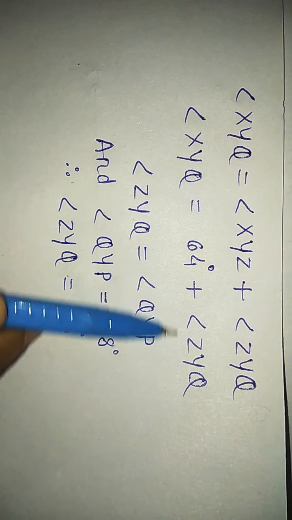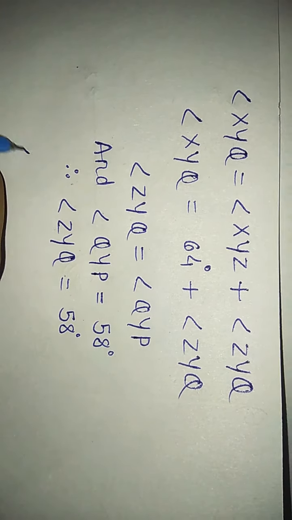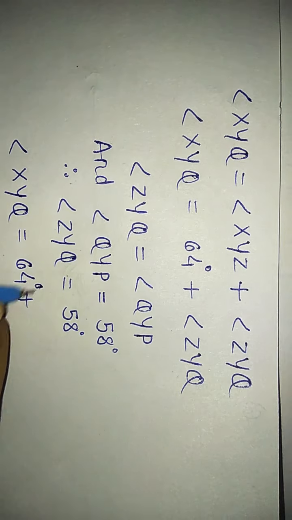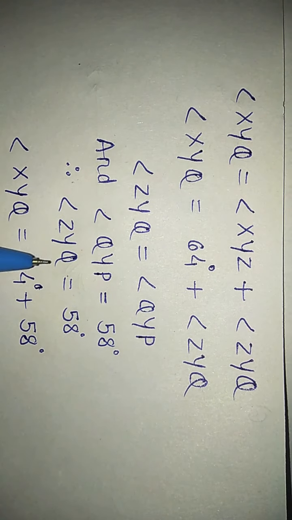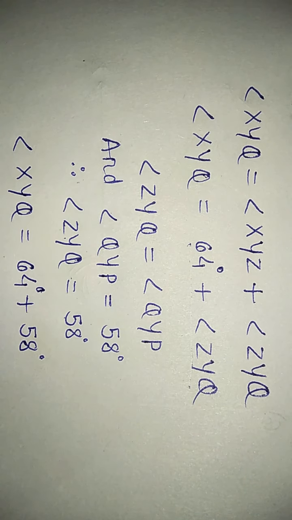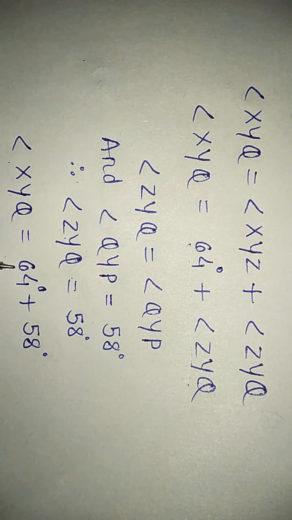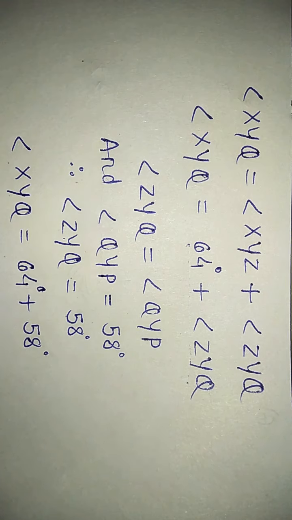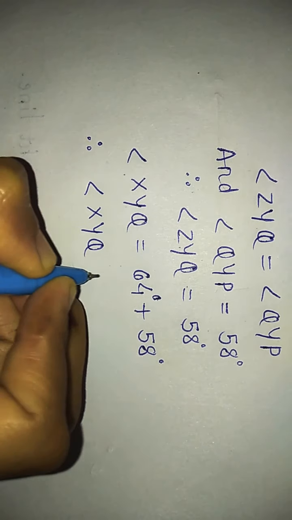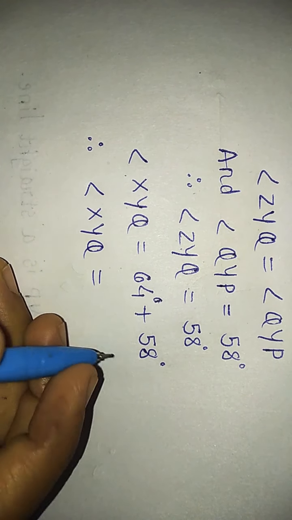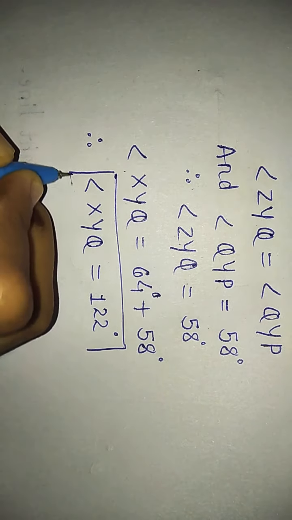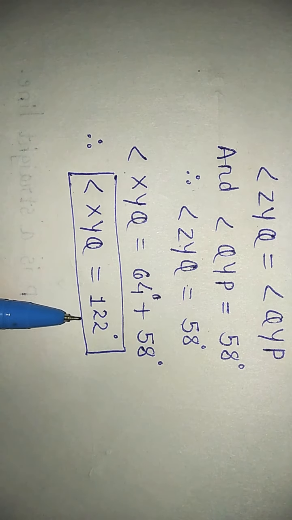Now this ZYQ value we will keep in this equation. So what will it become? Angle XYQ is equal to 64 degree plus 58 degree. Why is it so? ZYQ value we have kept in this equation. That is why angle XYQ is equal to 64 degree plus 58 degree. Therefore, angle XYQ will be equal to 64 plus 58, which is 122 degree. So we got the answer: angle XYQ is equal to 122 degree.